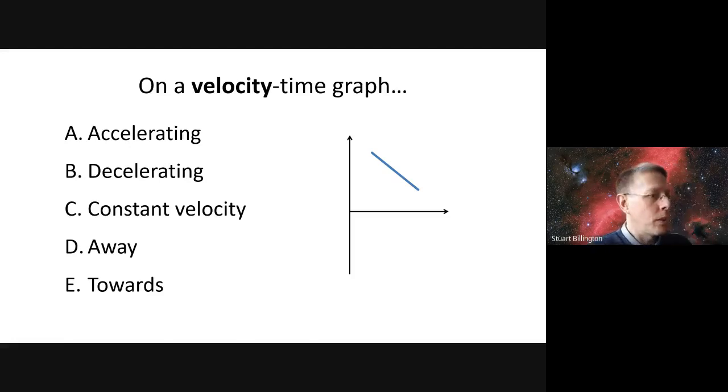Okay, so we've got decelerating because the velocity is coming down, down, down, down, down. You can see that it starts up here and it comes down the velocity axis. So it's getting slower, it's decelerating. But the whole thing is above the axis. The velocity is always positive. It's always traveling away from us. So your answer is B and D. What about that one?